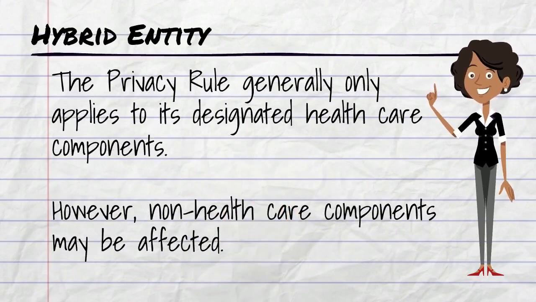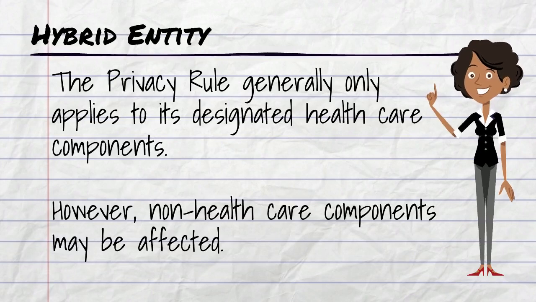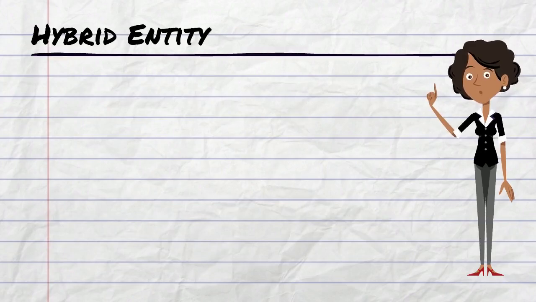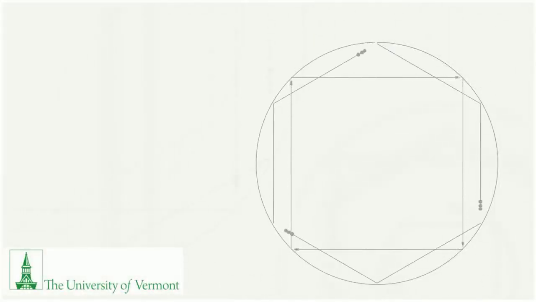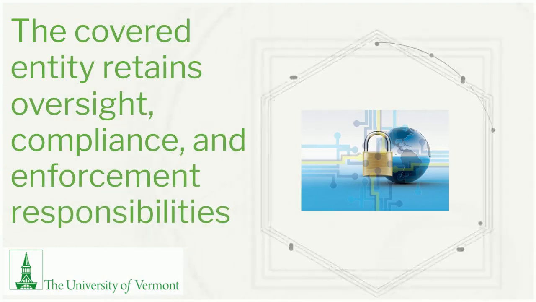If a covered entity is a hybrid entity, the privacy rule generally applies only to its designated healthcare components. However, non-healthcare components of a hybrid entity may be affected because the healthcare component is limited in how it can share PHI with the non-healthcare component. The covered entity also retains certain oversight, compliance, and enforcement responsibilities.